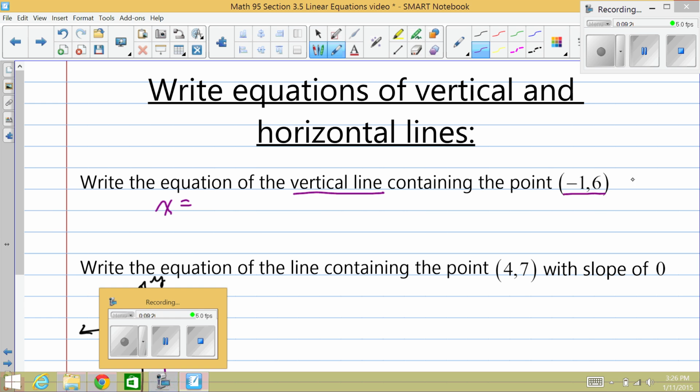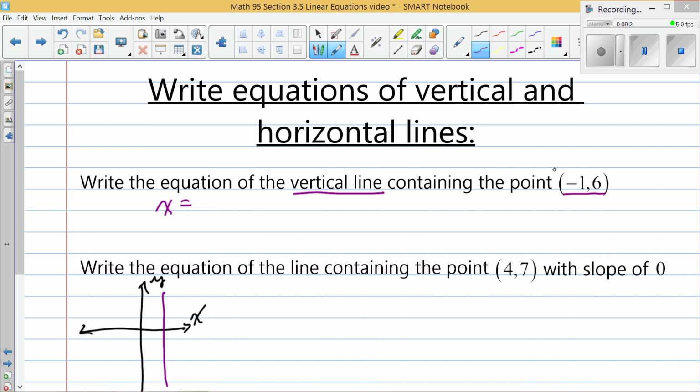Now, if I'm given a point, I know what that constant has to be. In our case, this x value is going to be this negative 1. That is the equation of a vertical line. A reminder, the slope here is undefined. I have no run. My x value is always the same, so my slope is undefined.